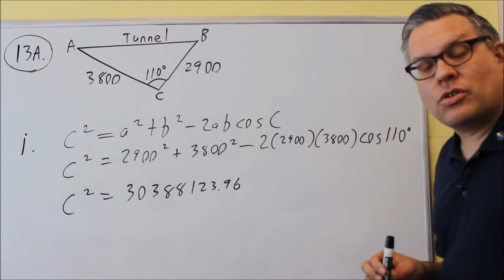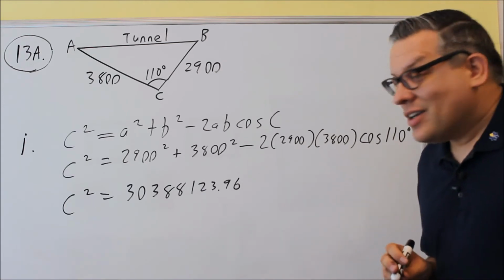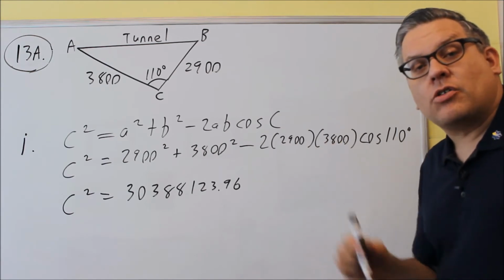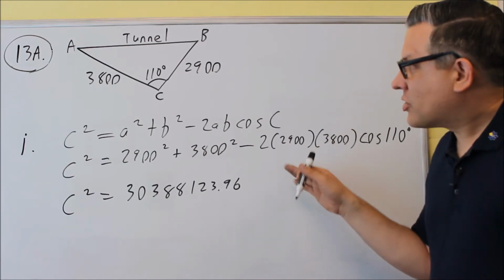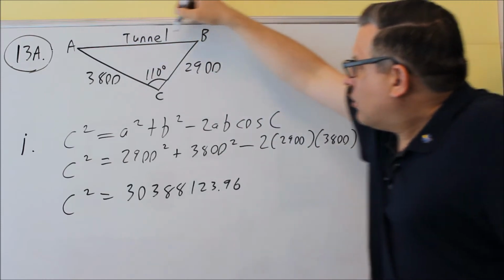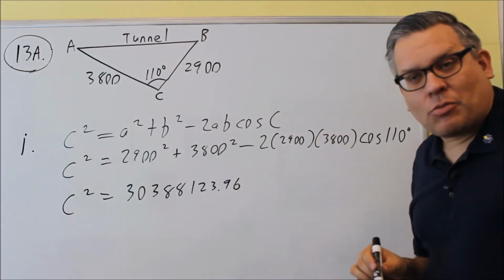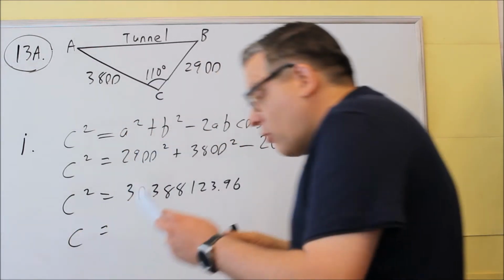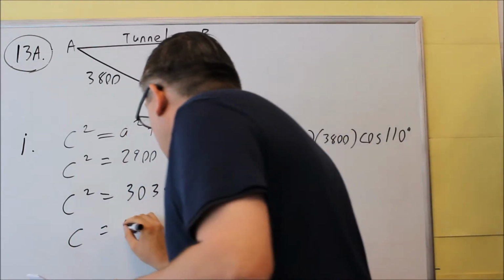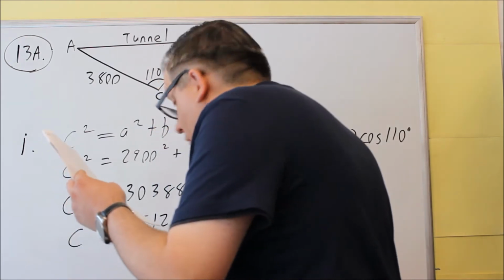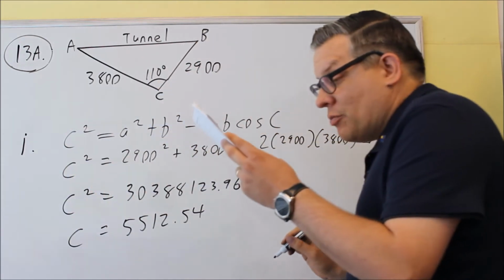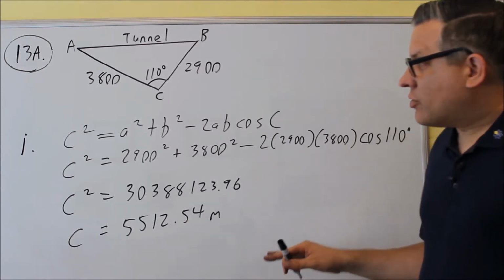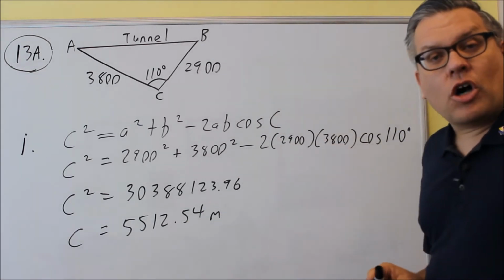The last step would be to take the square root of both sides. Now, as I've been saying throughout this test, whenever you take the square root of something, you got to remember the plus or minus. But in this case, we're looking for the length of a tunnel, which can't be negative. So I'm only going to include the positive root here when I do it. So square root that one, and you're going to get 5512.54. And this would be in terms of meters. And this would be the length of the tunnel by using the law of cosines.